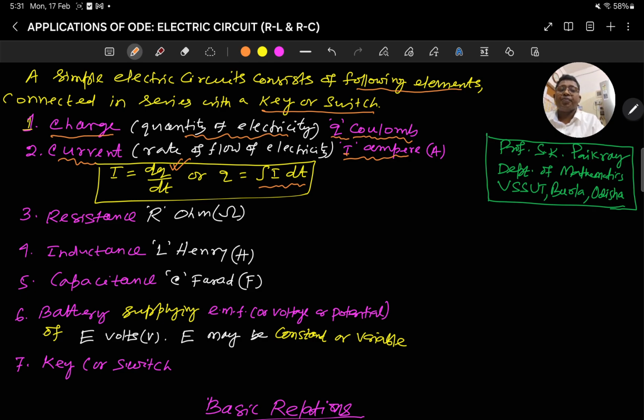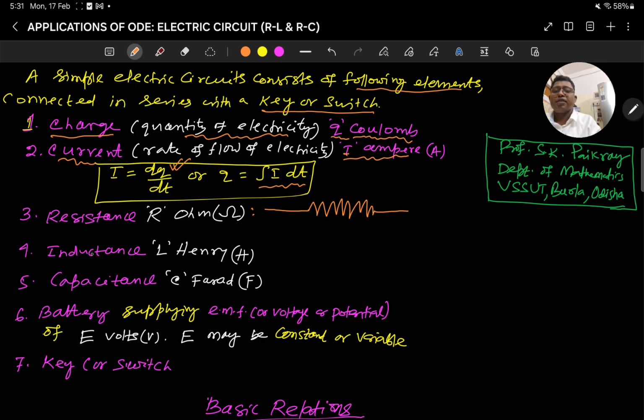Now coming to the resistance. The symbol is R, ohm. If we understand it symbolically, the resistance in a circuit is drawn like this. Okay, this is your resistance, R ohm.